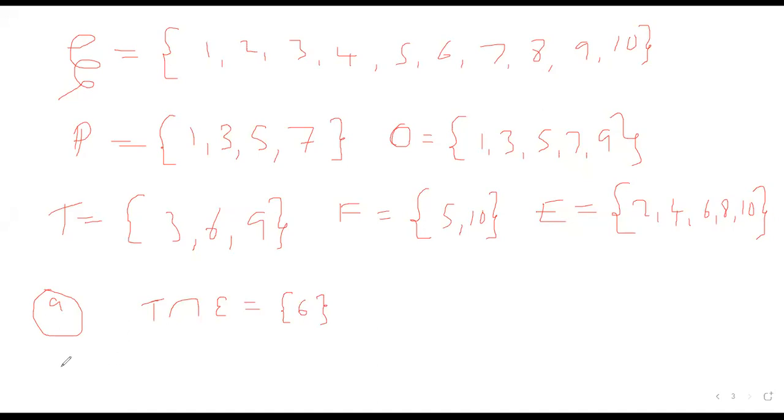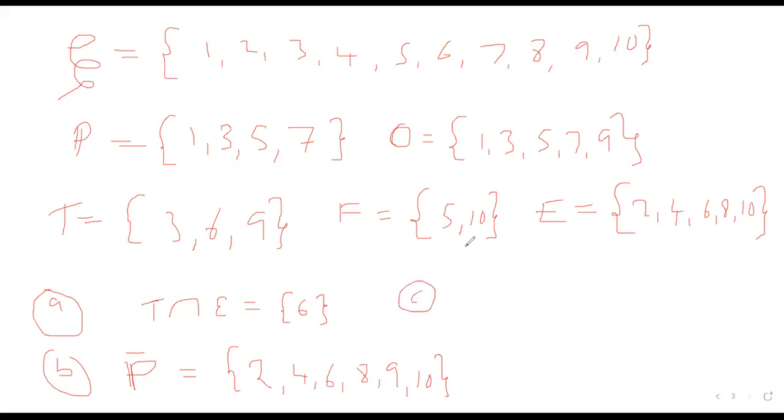And they'll ask you maybe B, find the complement of P. Complement is what is not there in P. What is the complement of P? Based on the universal set, what is not there? 2, 4, 6, 8, 9, 10.